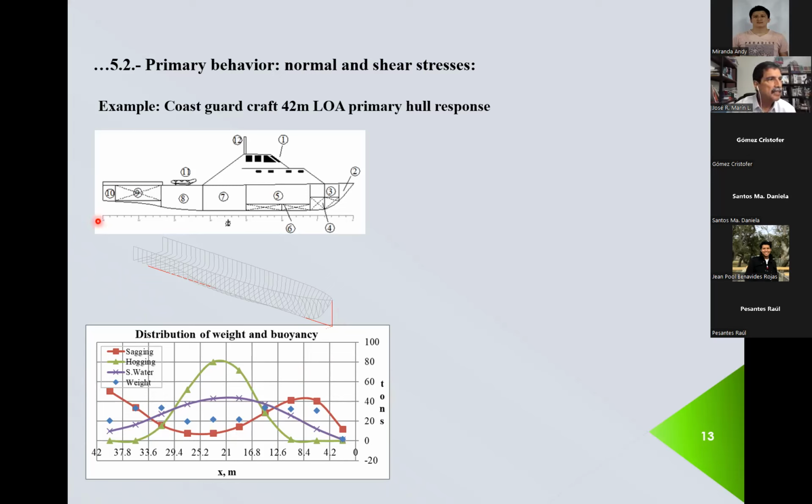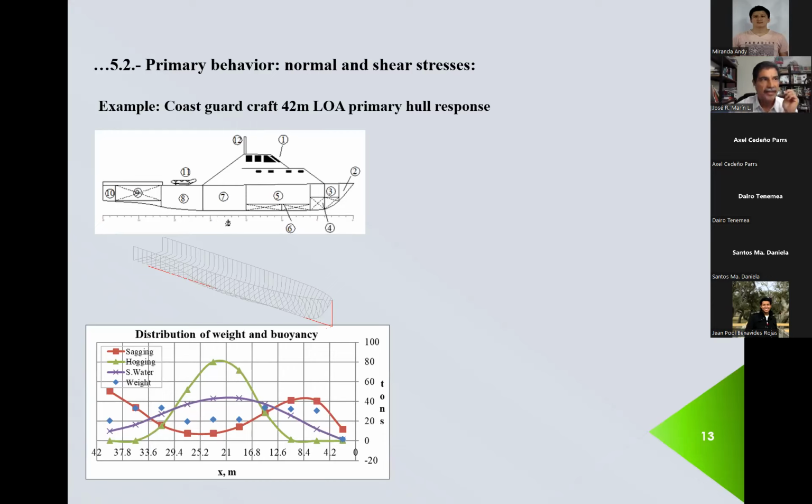Mr. Tenemea, please. In what case, hogging or sagging, are you going to have the deck in compression? Yes, doctor. I think in sagging condition. Sagging? Mr. Cedeño, Axel Cedeño, what do you say? In what condition are you going to have the deck in compression? Hogging or sagging? I would say hogging, doctor.